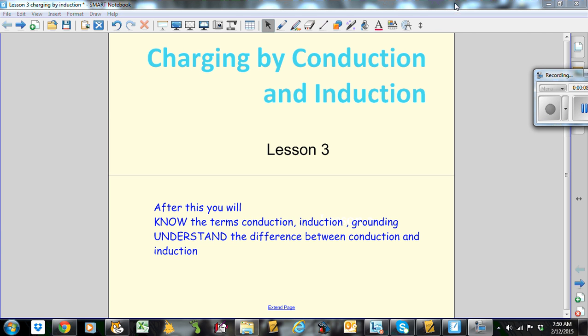After this short little lesson, you'll know what the terms conduction, induction, and grounding refer to, and you'll be able to understand the difference between conduction and induction. All right, let's begin. You should have a handout with you to fill in some blank notes.